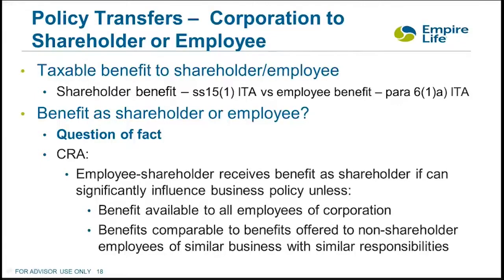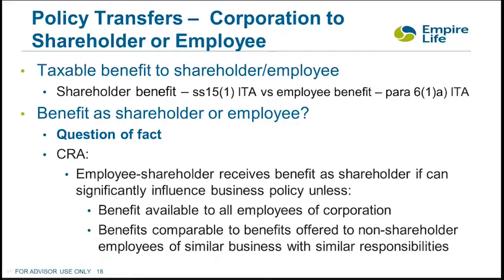The CRA has adopted the position that unless the particular facts establish otherwise, there is a general presumption that an employee shareholder receives a benefit or allowance in their capacity as a shareholder when the individual can significantly influence business policy. This presumption may not apply if the benefit or allowance is available to all employees of the corporation, or all of the employees are shareholders or individuals related to the shareholder, and the benefit is of comparable size or benefits generally offered to non-shareholder employees of similarly sized businesses who perform similar services and have similar responsibilities.